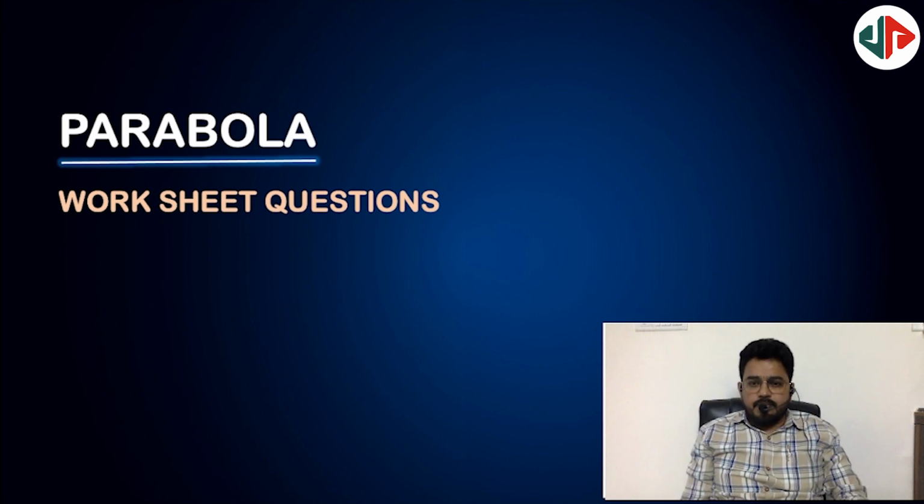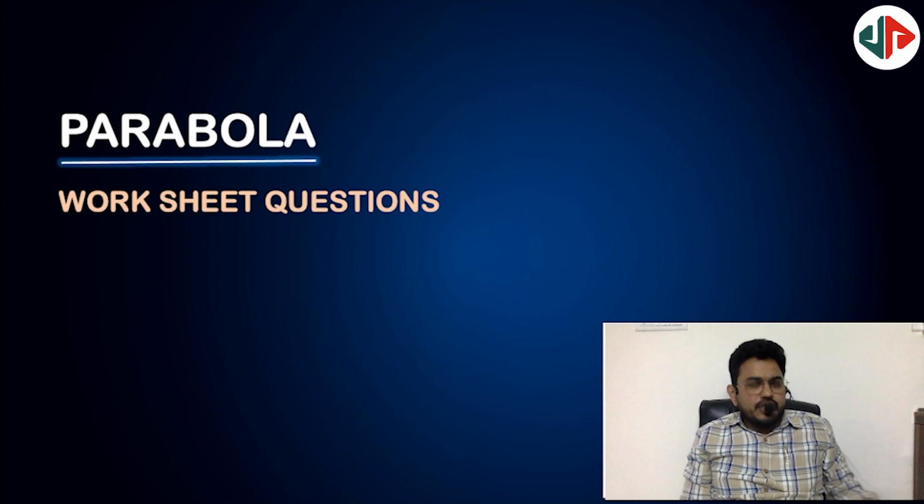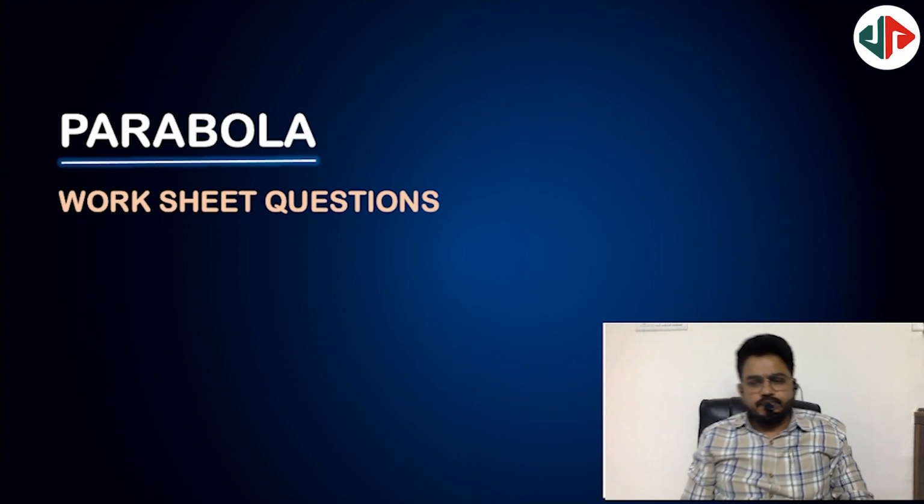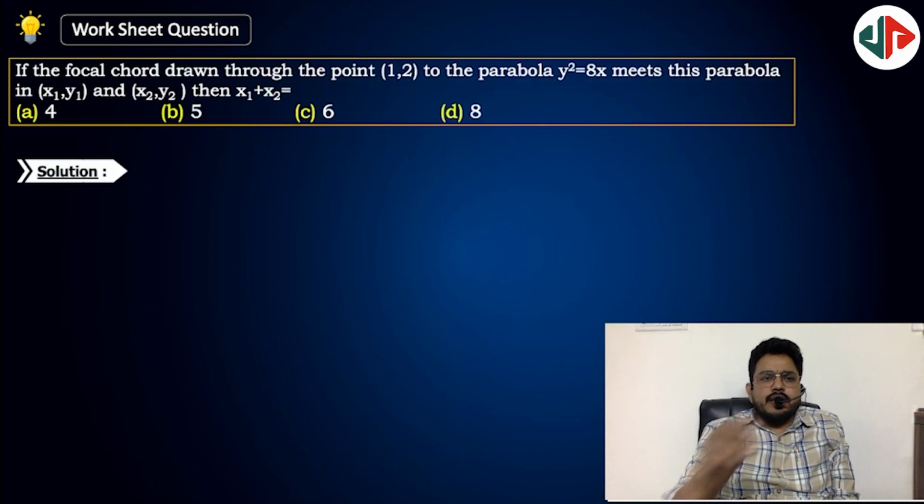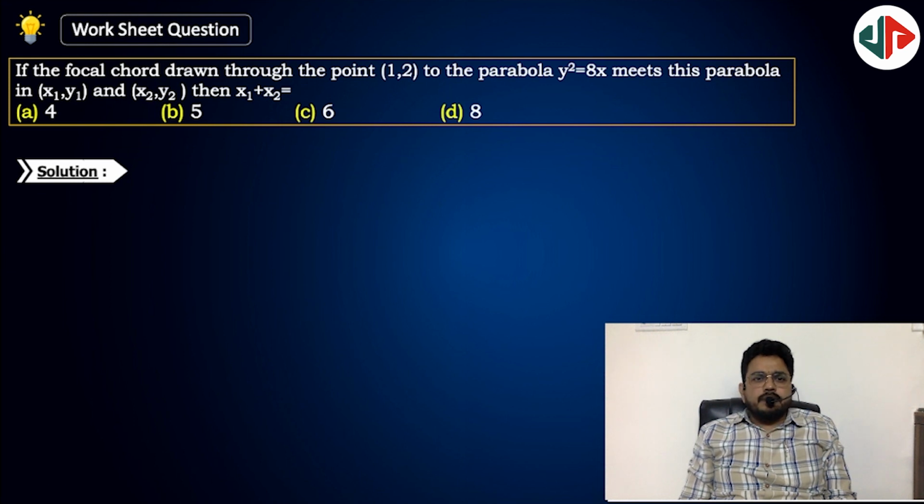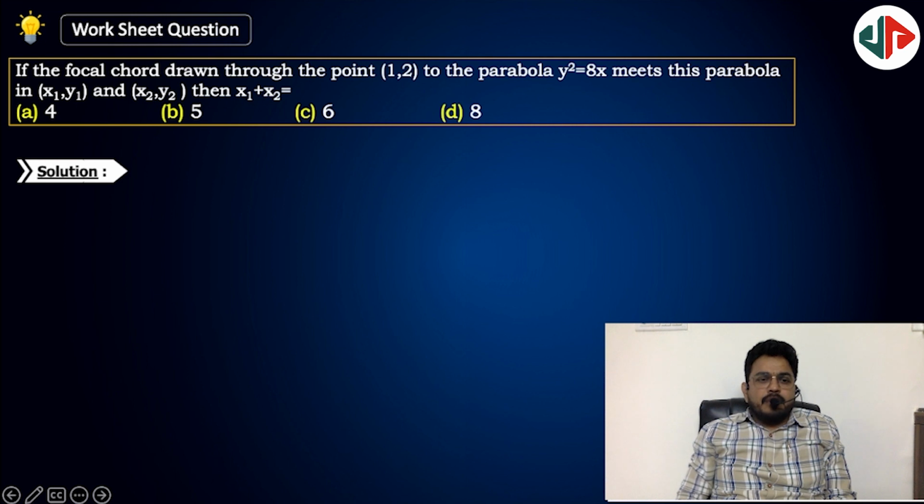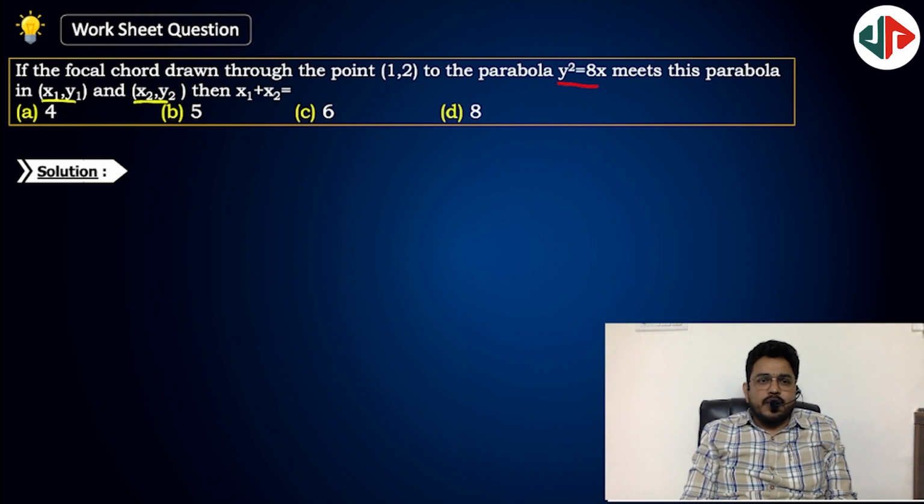Hello students, welcome to another session. In today's session, we will be discussing questions from parabola. So the first question is, if the focal chord drawn through the point 1 comma 2 meets the parabola y square is equal to 8x at x1, y1 and x2, y2, then what is x1 plus x2?